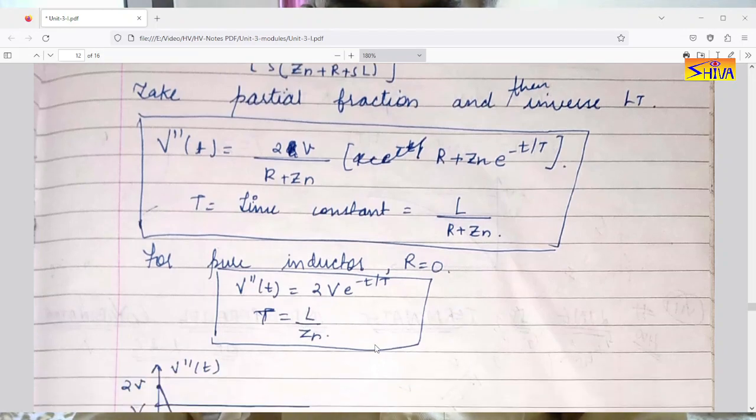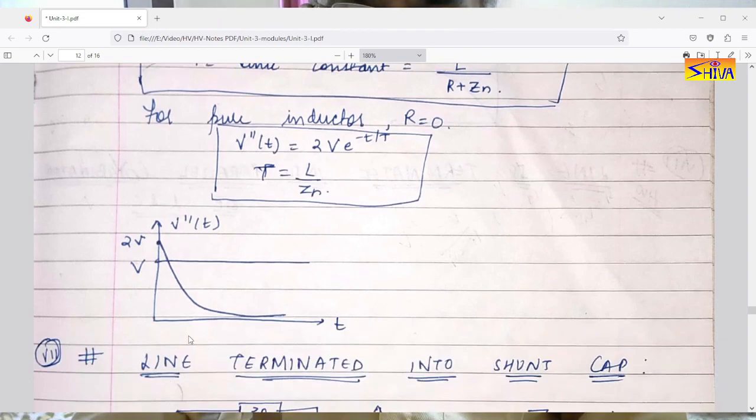So if we draw the graph of input and output voltage, this is the input voltage, that is the incident voltage, a step input, and this is the output voltage, that is the voltage going into the terminating impedance. So at t equal to 0, its magnitude is twice V, then it is exponentially reducing. So whatever load is there in the beginning or in the starting, the voltage appearing will be double the magnitude of the incident voltage. Then it is exponentially reducing.